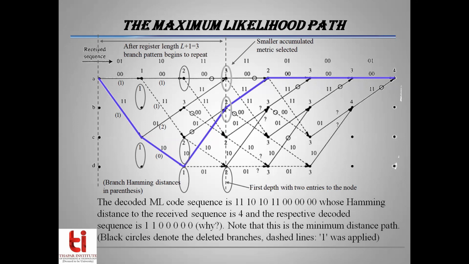Now there might be a question: why is the trellis diagram only this long from left to right? What happens is that if you consider it closely, after register length L plus 1, in this case L is 2, so 2 plus 1 equals 3, the same branch pattern begins to appear. It means the branch pattern begins to repeat.